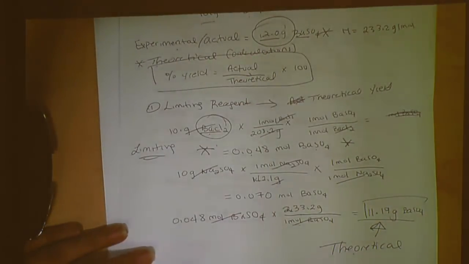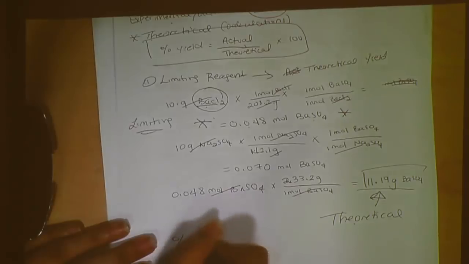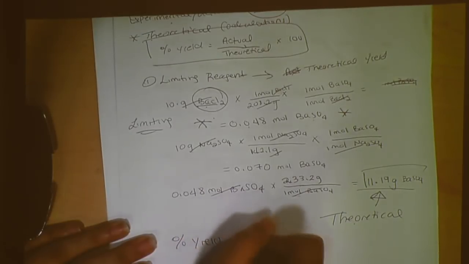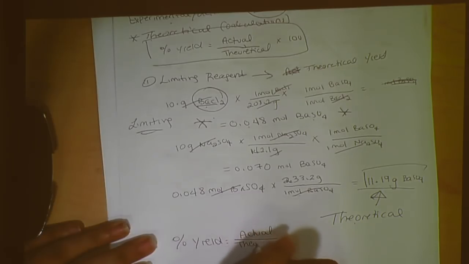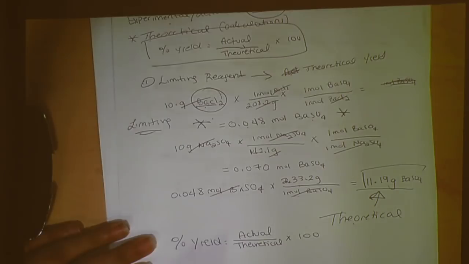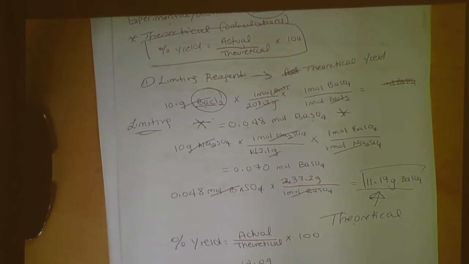So the equation for percent yield is actual over theoretical. And anytime you see the word percent, you always multiply by 100. So actual is 12.0 grams, and the theoretical is 11.19 grams. It's okay if the actual is greater than the theoretical. Also, sometimes it can be less. That's why we're comparing it.